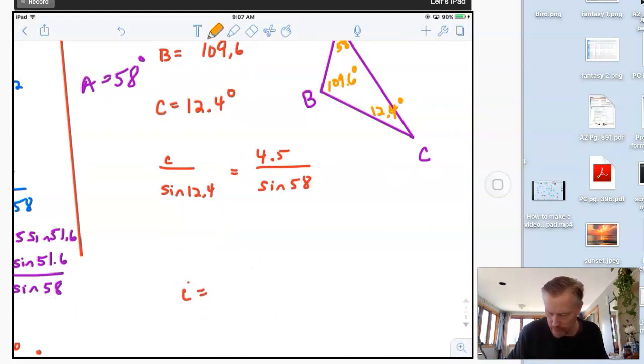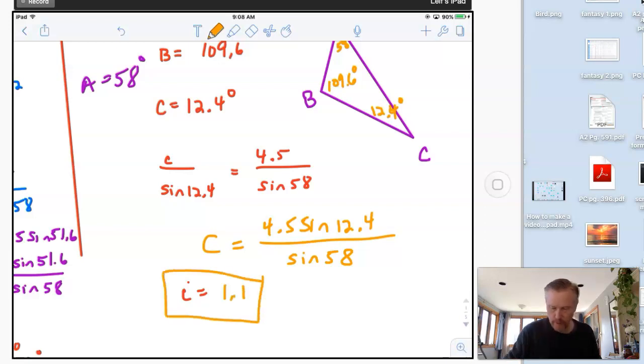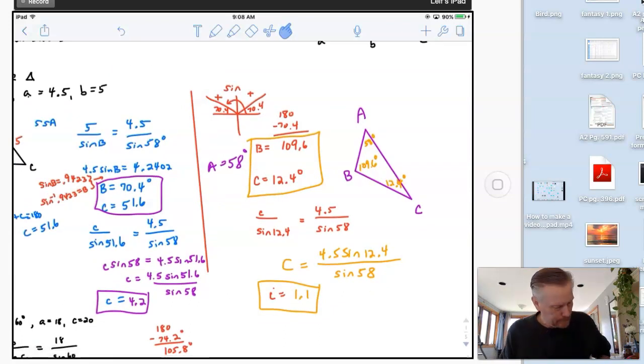And if I do that, I get 4.5 times the sine of 12.4, and it would be equal to C times the sine of 58. If I divide by the sine of 58, you'll get this, all right? And then quick division, and I get C equals 1.1, and there's my other triangle, okay? Yep, all right, so there's the other version.